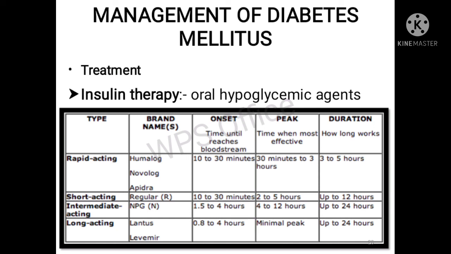Then the short acting, which is the regular type, has an onset of 10 to 30 minutes and a peak of 2 to 5 hours. Then intermediate acting has an onset of 1 to 4 hours and a peak of 4 to 12 hours. And long acting, like Lantus, which is given during the night time, has an onset of 0.8 to 4 hours, a minimal peak, and a duration of up to 24 hours.